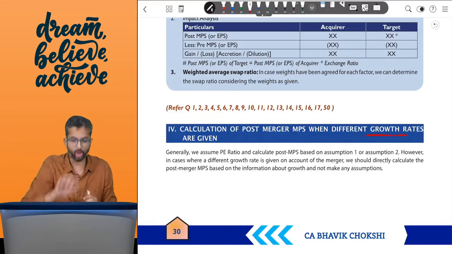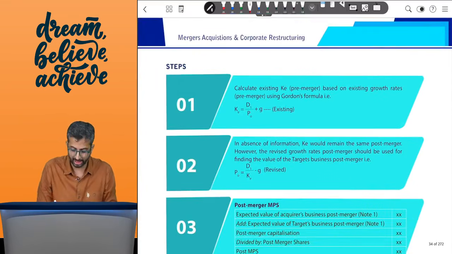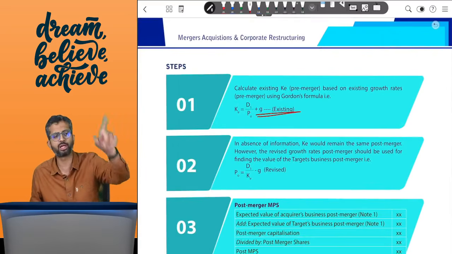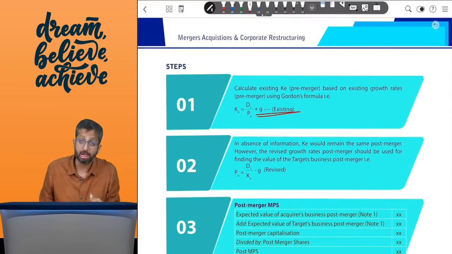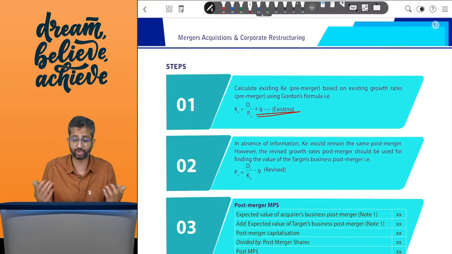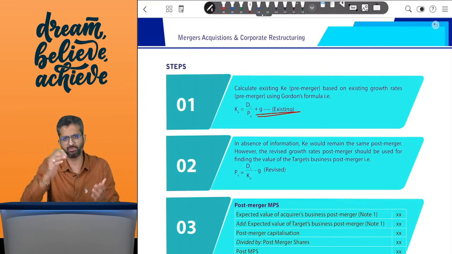However, in that Gordon's formula, you will first take the KE based on the existing growth rate. Why? Because today's price that you see in the market is based on the existing growth rate of 6%. However, unless given otherwise, we can say that the KE remains the same, and hence post-merger also the required rate of return will remain the same, but now the growth will change, and hence the value of the target will be restated, and we will do sums on this.